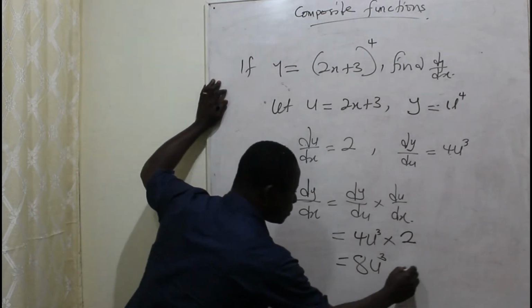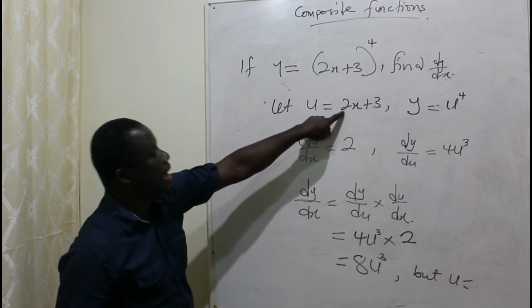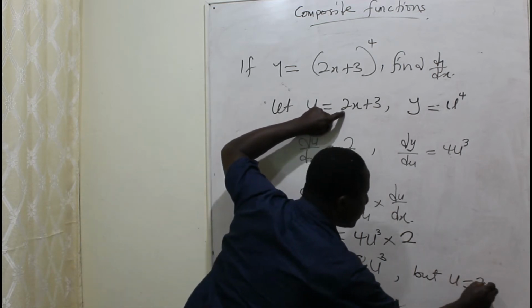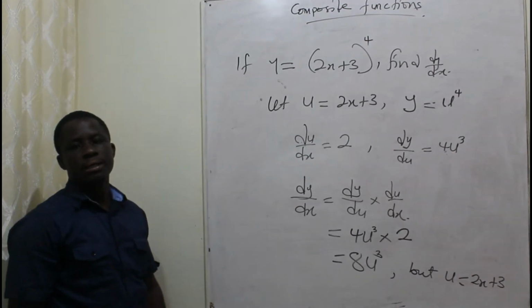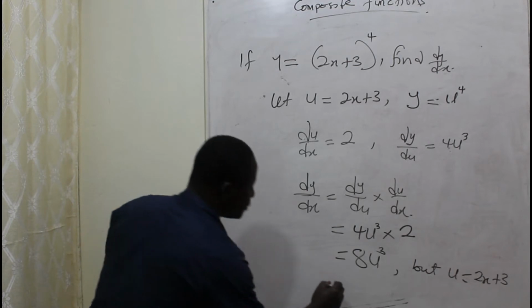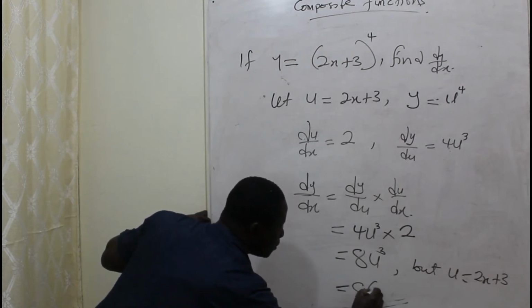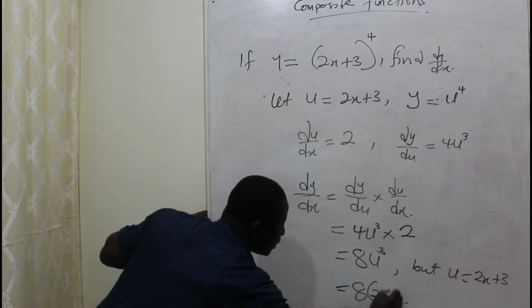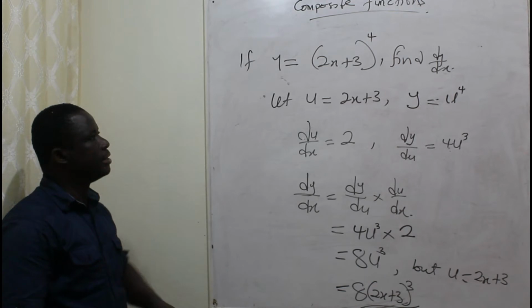But our u is defined earlier as 2x + 3. So we substitute the value of u into the final result, and the answer is 8(2x + 3)^3, and that becomes the final answer to the problem.